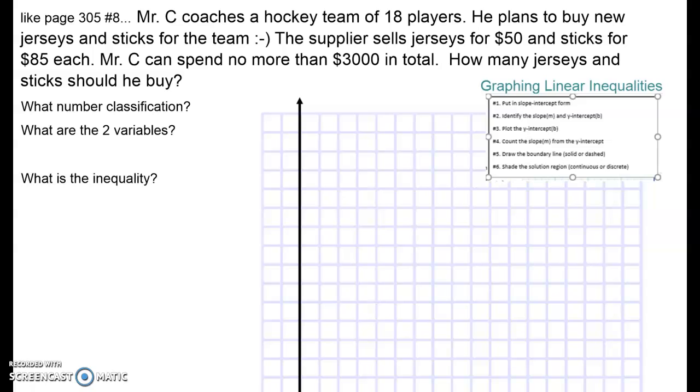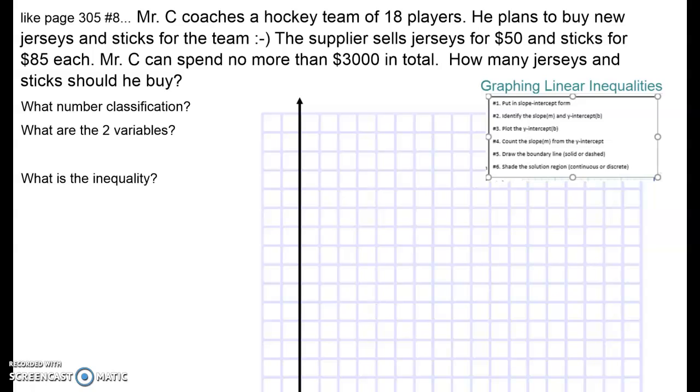So this idea of no more than, that's an inequality. So we can know that we're dealing with inequalities here. All right, first question, what number classification are we talking about? When we're dealing with sticks and jerseys, look on the board, look in your notes back at 6.0. Which number classification?